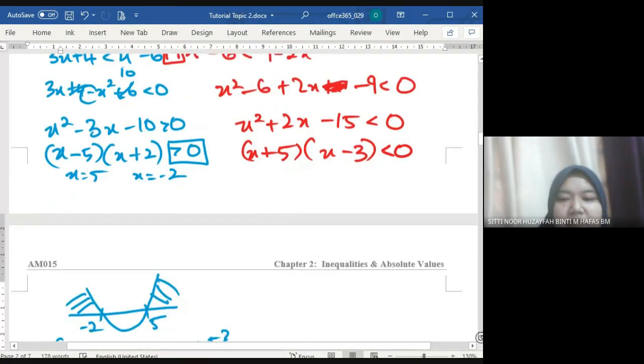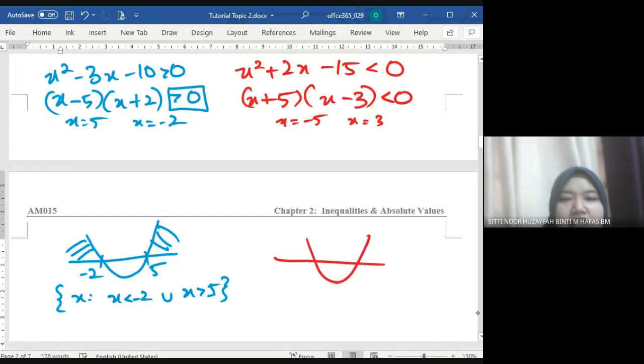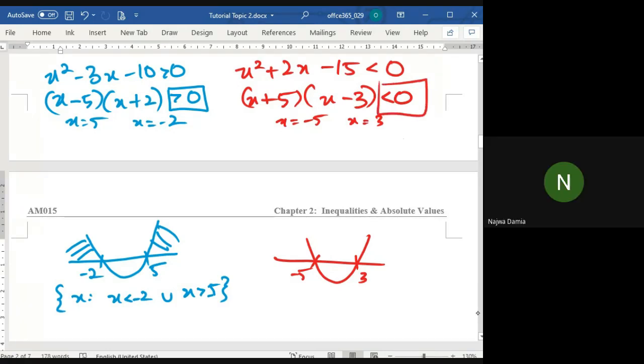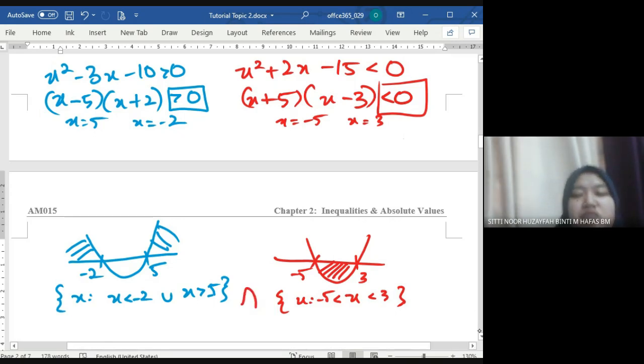So, kita buat the next step, kita lukislah roots dia kat sini, x negatif 5 dengan x sama dengan 3. So atas graf kita ada roots negatif 5 smaller than 3. So we want less than 0. Less than 0 dekat? Bawah. Bawah, good. Okay, so jawapan untuk set ni adalah X such that X in between -5 and 3. So what we need to do, we need to find the intersection between these two set.